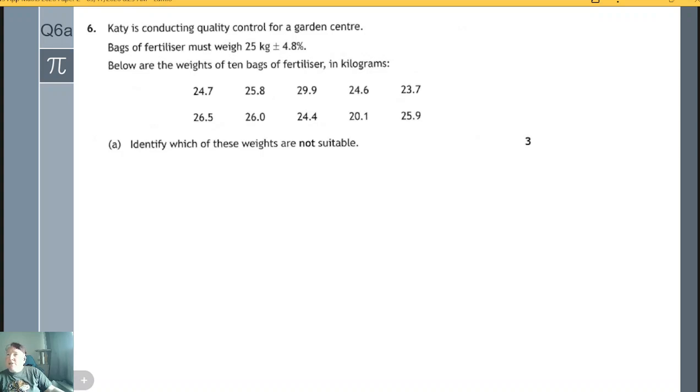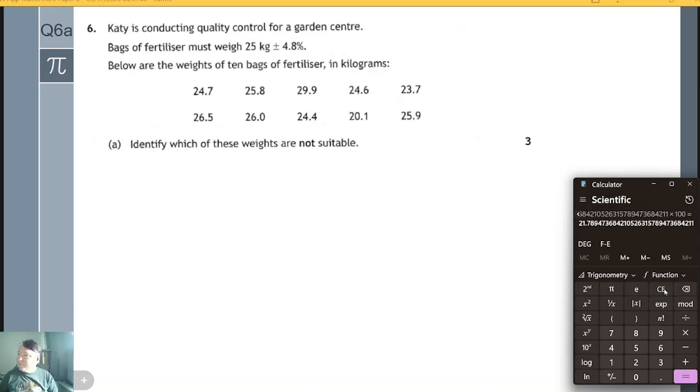Katie's conducting quality control for a garden centre. We have bags of fertilizer. I have a story here. I'm not going to tell it today. Right, bags of fertilizer. We need 25 kilos plus or minus 4.8%.